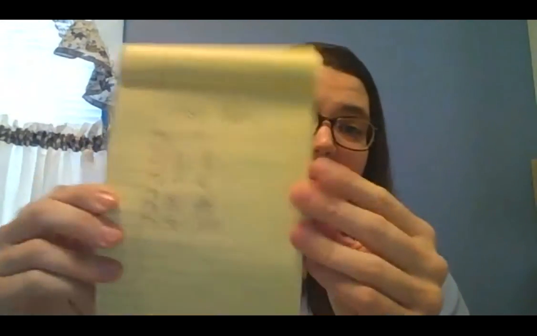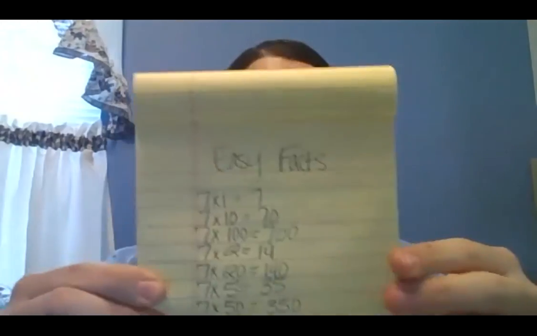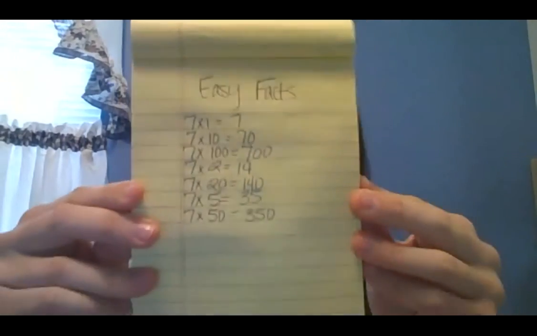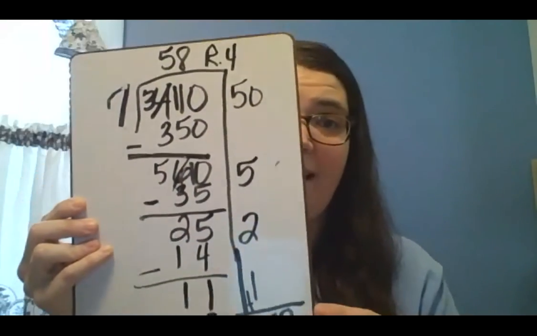All I did was I made a list. I started with 7 times 1, and I just went with the multiplication facts I know for 7 and just found which ones helped me the most when I was trying to divide 410 by 7. So that's kind of how you use the easy facts to help you solve division problems. So the answer for that one was 58, remainder 4. So the answer to your first problem on your worksheet is 58, remainder 4.